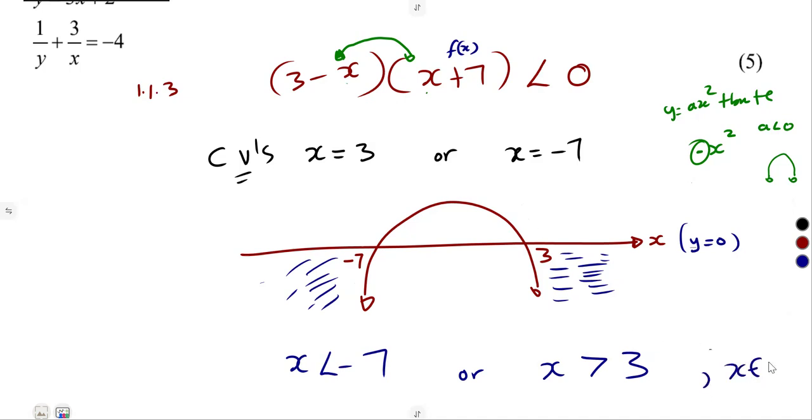So this is the condition of our x, where x can be a real number. So you see, guys, it was a direct question because already they factorized for us. So you just have to find critical values, then you have the exact solutions.